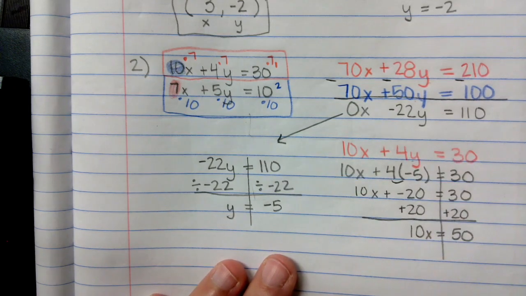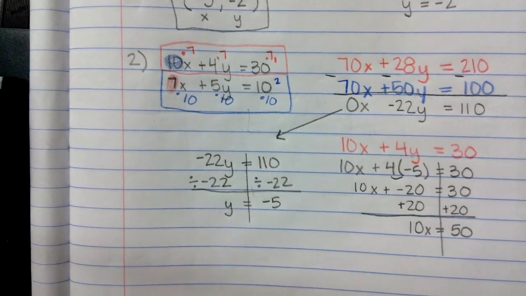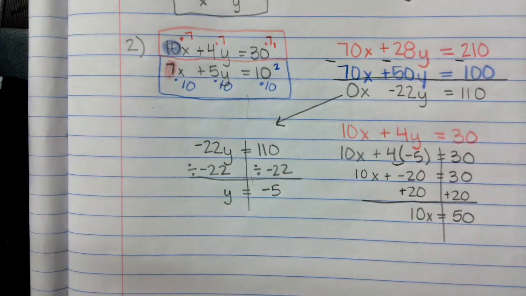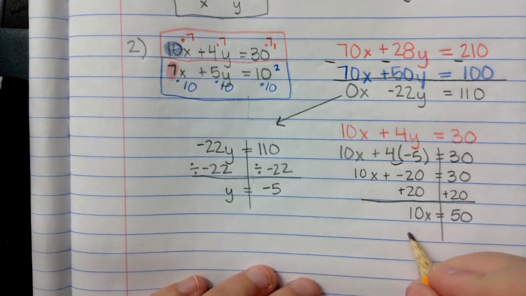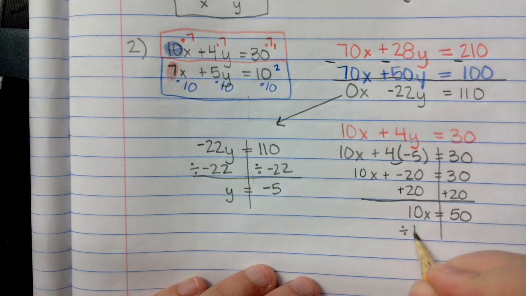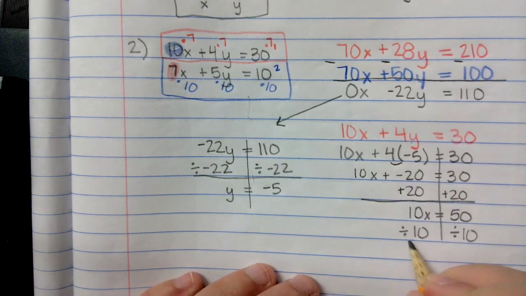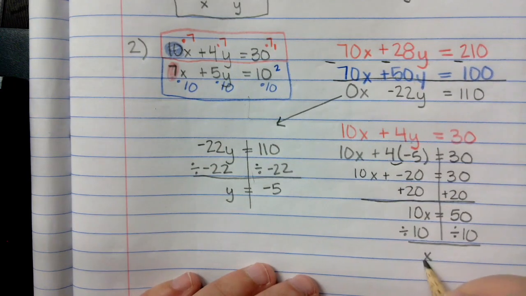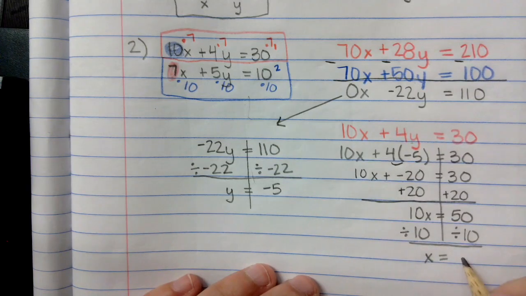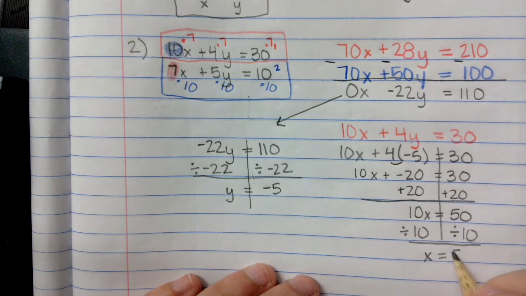50. Well, remember when 10 and x are right next to each other? They're best friends, but now we have to split them apart. So how are we going to get rid of that multiplying by 10? 10 is moving away. Divide. So we're going to divide by 10. And we get x equals 5. All right.